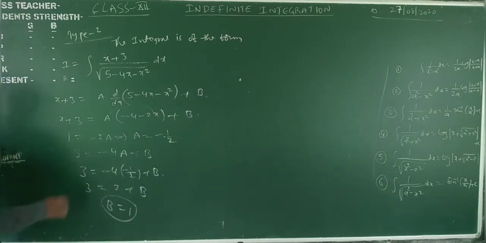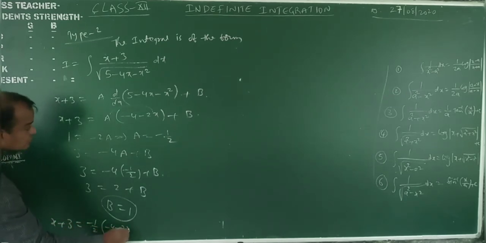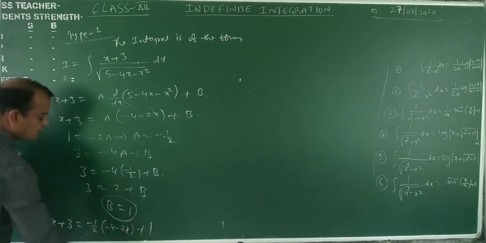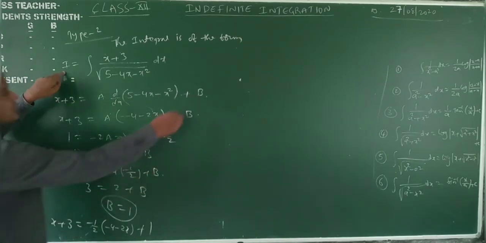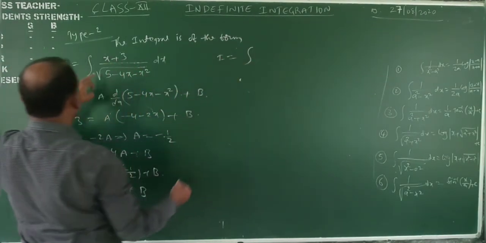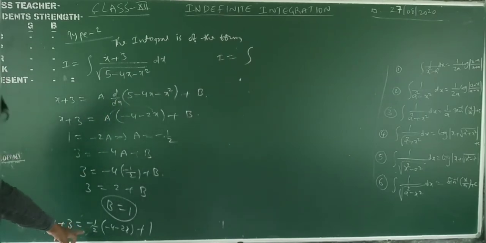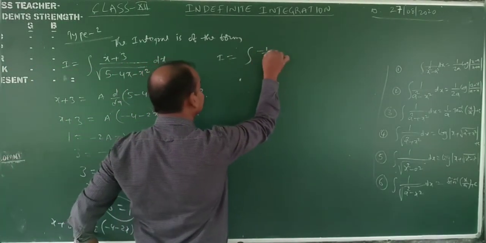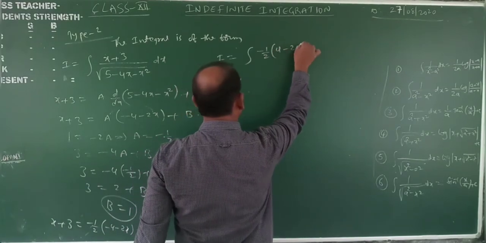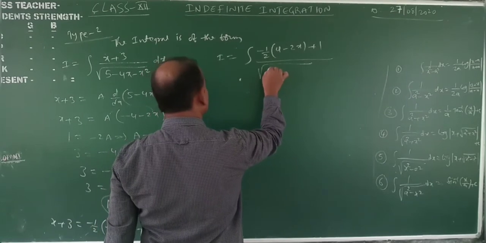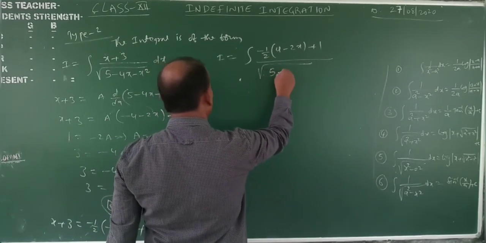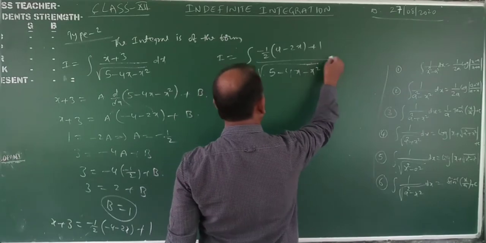Now substitute. Therefore, x plus 3 is equal to a, a means minus 1 by 2, into minus 4 minus 2x, plus b. B value is 1. Now here substitute. Now write I is equal to integral of x plus 3, what is the x plus 3? This is minus 1 by 2 into (4 minus 2x) plus 1, by root over 5 minus 4x minus x square dx.